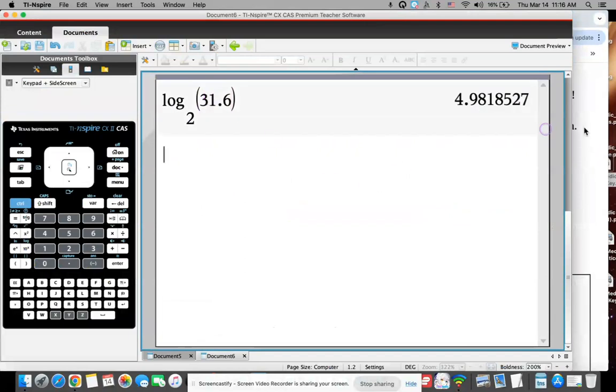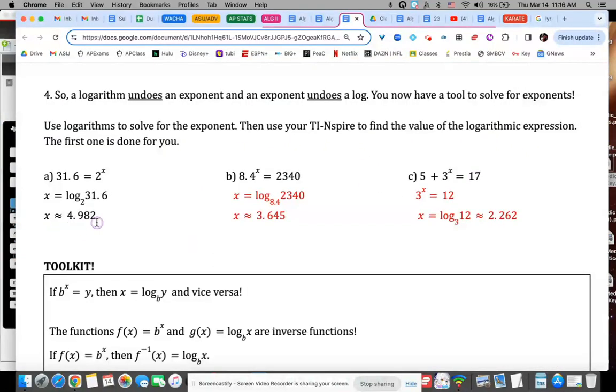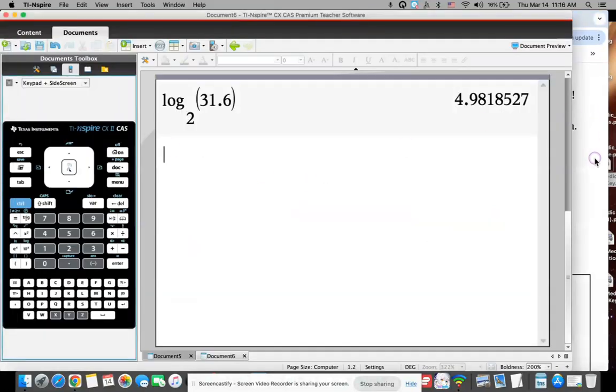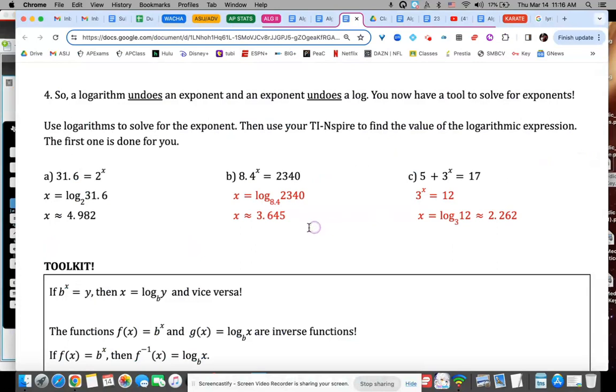31.6. And you get 4.98. So there's your answer, right? Once you get used to it, it's really easy and it's really useful. I mean, to solve for an exponential, remember we had to graph these out and look for the intersection? What a pain in the tuchus. Now we can do it really quickly, right?